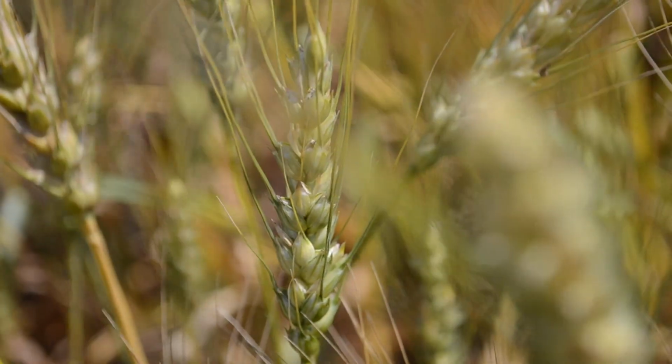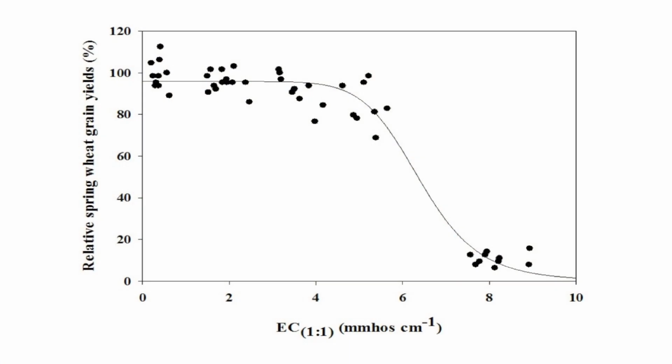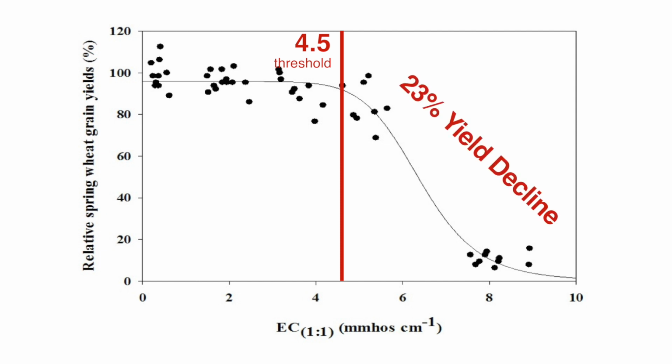We also evaluated wheat response to salinity in the greenhouse. What we found is that wheat yield started to decline at an EC of 4.5 millimoles per centimeter. With each unit of EC increase, we saw a 23% yield decline.